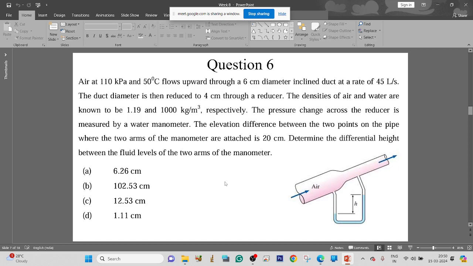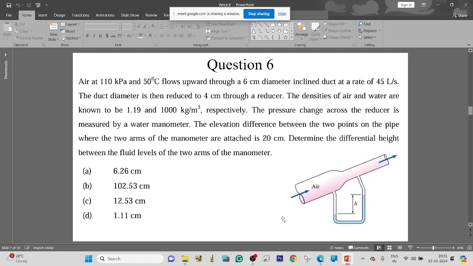Air at 110 kilopascal and 50 degrees Celsius flows upward through a 6 centimeter diameter inclined duct at a rate of 45 liter per second. The duct diameter is reduced to 4 centimeter. Obviously, this portion is 4 centimeter. The densities of air and water are known to be 1.19 and 1000 kg per meter cube respectively. The pressure change across the reducer is measured by a water manometer. The elevation difference between the 2 points on the pipe where the 2 arms of the manometer are attached is 20 centimeter. Determine the differential height between the fluid levels of the 2 arms of the manometer.